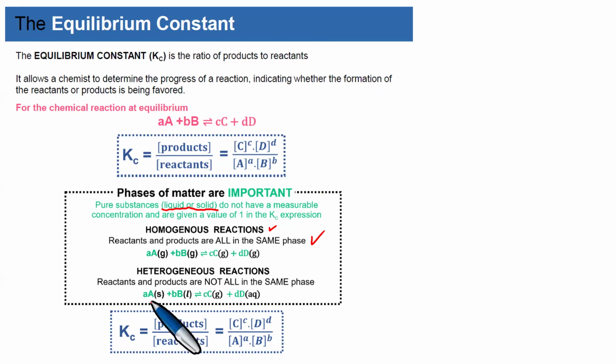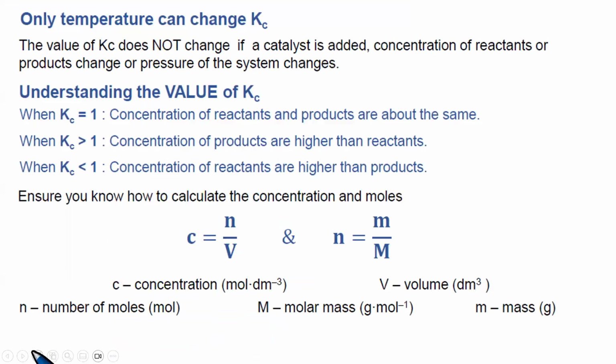Now what we're noting here is that A is in the solid state and B is in the liquid, C is in the gaseous state and D is aqueous. So now the Kc is going to be written this way, taking the concentration of the products over the reactants, because Kc is the ratio of products to reactants. We note that the solid A and the liquid B would not be included in the Kc.